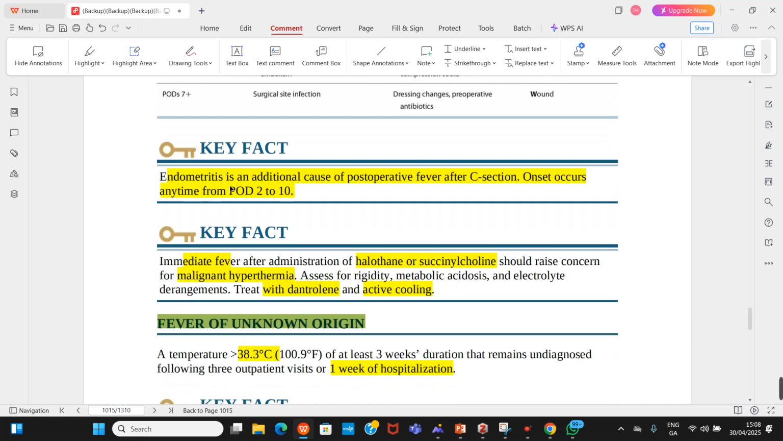So endometritis, we have a key fact here. Endometritis is an additional cause of postoperative fever after cesarean section, and it occurs on POD 2 to 10. So on USMLE, you are never going to pick endometritis as a cause of postoperative fever in somebody that develops fever within 24 hours of the cesarean section. That's going to be wrong. So it has to be within 48 hours and beyond.